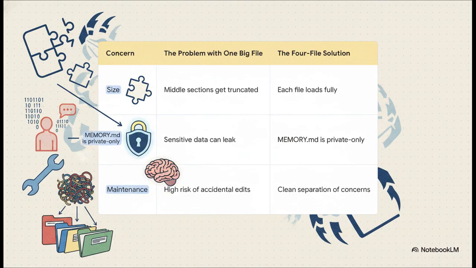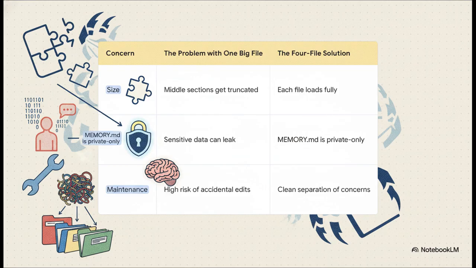Okay, this table lays it all out. First up, size. See, AI models have a limited attention span or context window. A single massive file would get cut off, and the AI could just forget a critical rule you wrote in the middle. With 4 smaller files, each one gets fully loaded, every single time. No lost instructions.